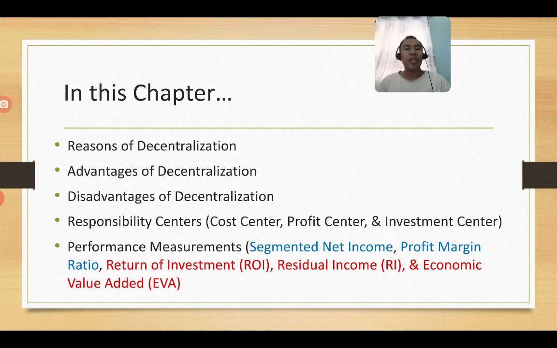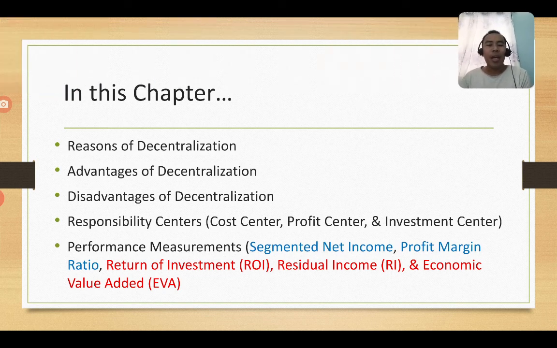So in this particular chapter or topic, I'm going to discuss the reasons of decentralization, advantages and disadvantages, as well as the different responsibility centers. We have cost center, profit center, and investment center. I will also discuss to you the performance measurements such as segmented net income and profit margin ratio. And Ma'am Junita Ong will discuss to you the return of investment, residual income, and economic value added.